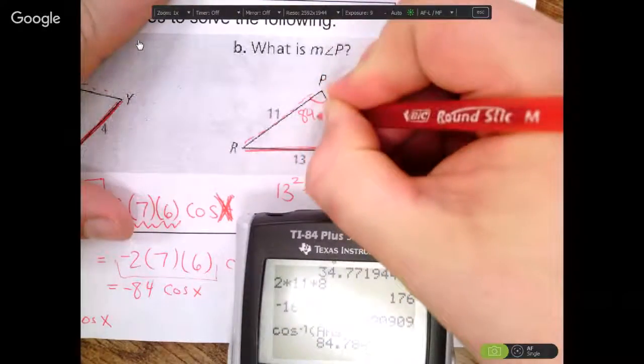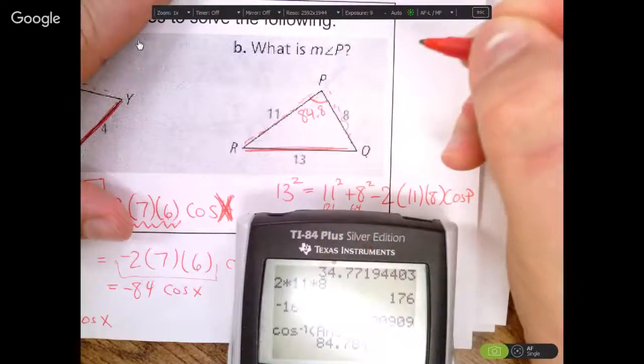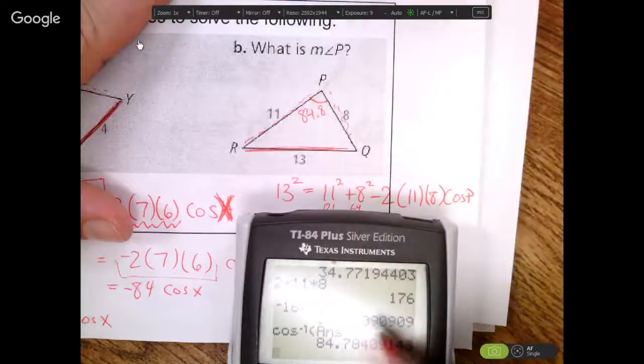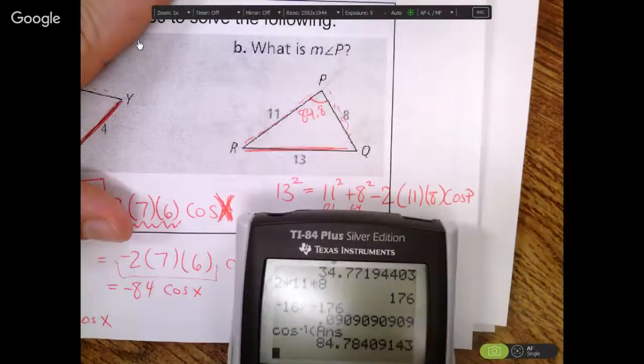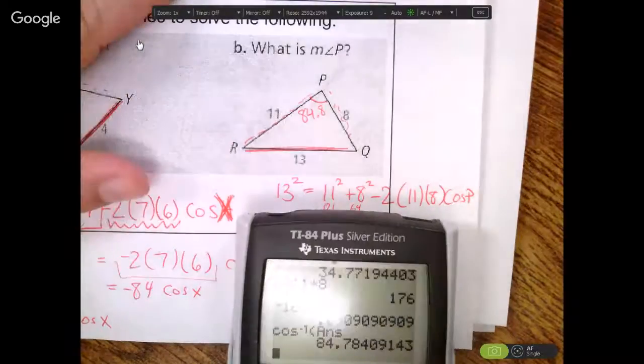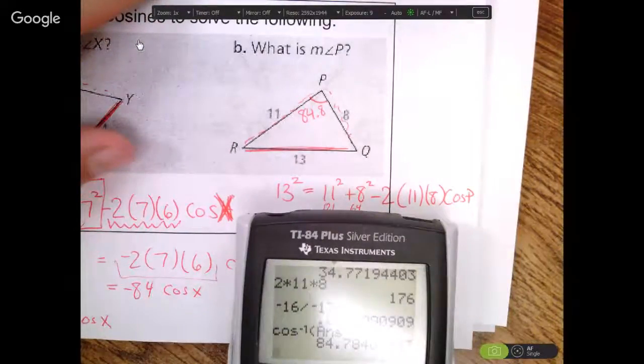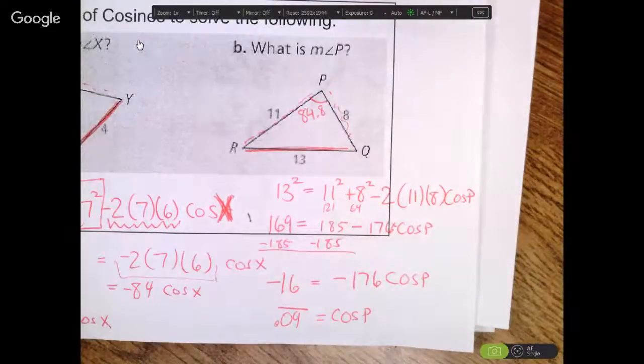I got 84.4571466. So did you type in 0.0909? Can you move your calculator? So go up. Did you get 0.0909? Bro, this group only has 7 questions. So negative 16 divided by negative 176. Okay. Do you accept 84.8? Yeah, okay, that's what I put down.